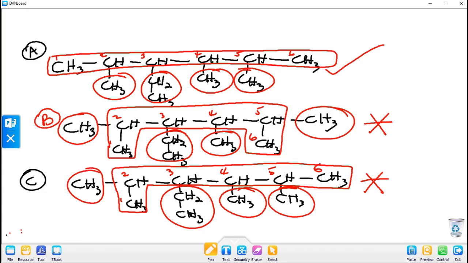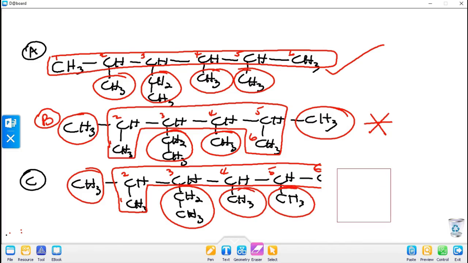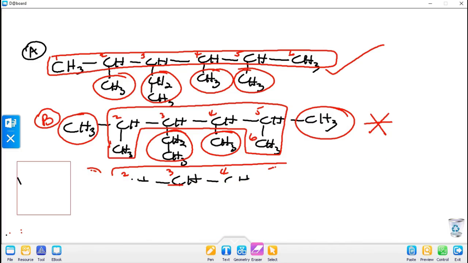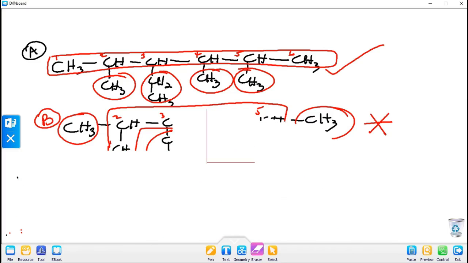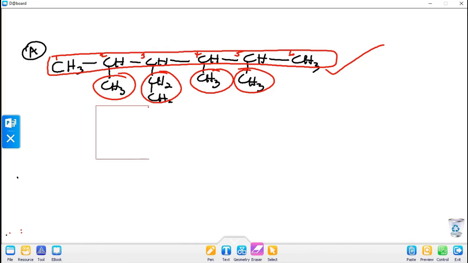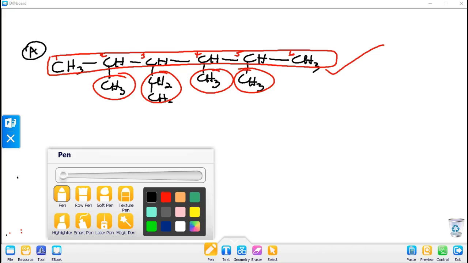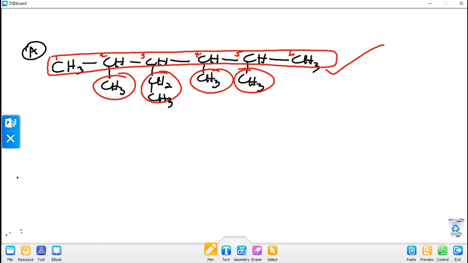Having seen that, let us now erase the ones we are not going to make use of. We are now going to erase student C and student B. Let's erase this so that we'll be cleared and face the next. Okay, we have 3 here. Now the next step is to number the parent chain.